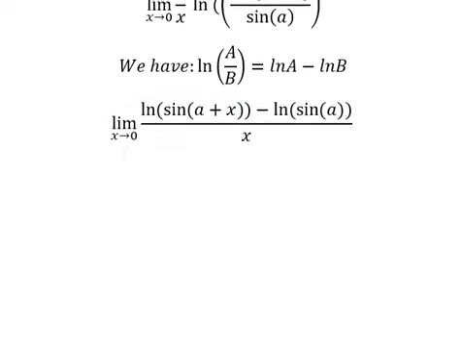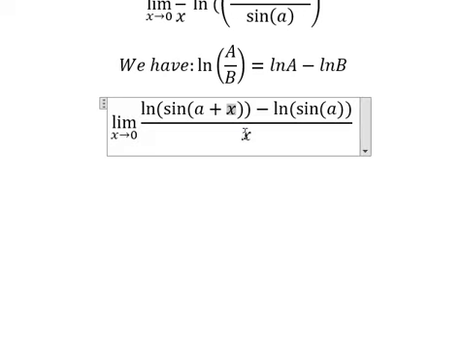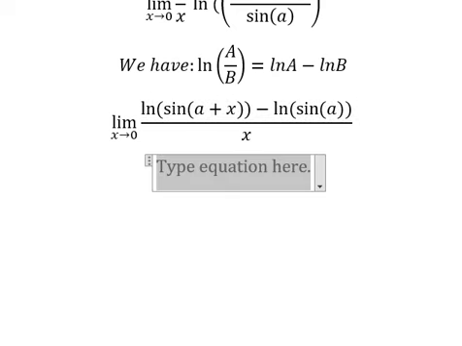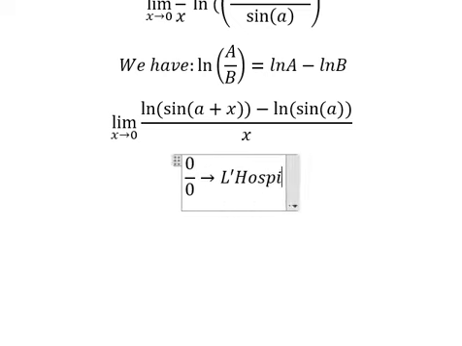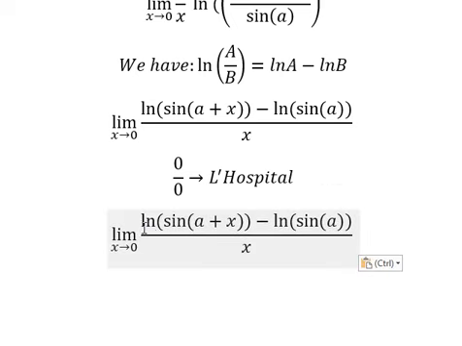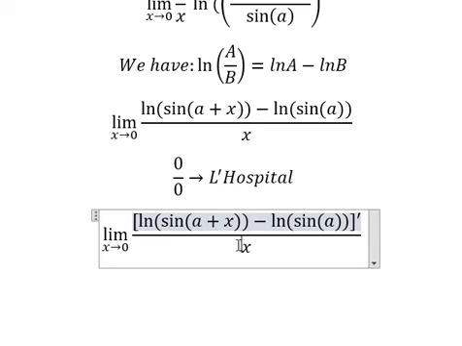Next, when s approaches number 0, we put number 0 here and here. So this one we have 0, this one we have 0. So we have 0 over 0. We can use L'Hospital. That means we need to do the first derivative on the numerator and the denominator.